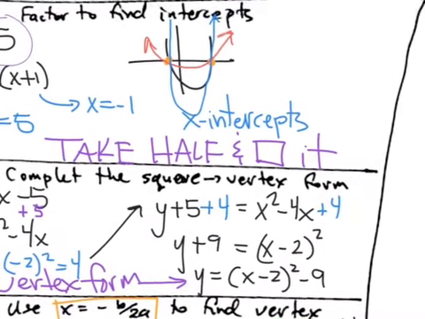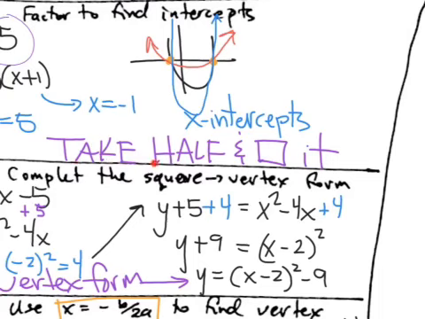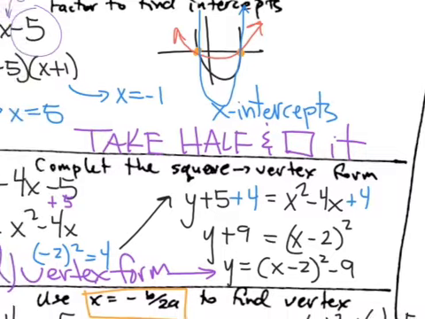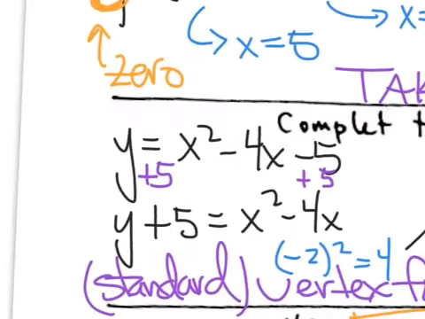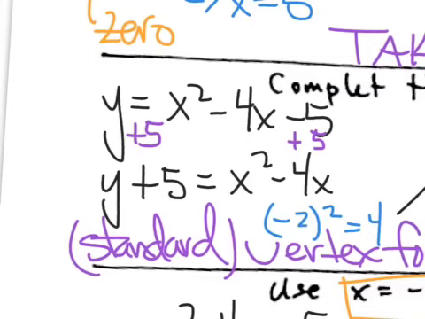And so complete the square, take half and square it, is sort of the mantra that I like to use. So here we go for completing the square. We want the x stuff all by itself, so we're going to add 5 to both sides, giving us this. And what we're taking half of is the b. This is like a equals 1, b equals negative 4, c equals negative 5. So we're taking half of the b term and squaring it to get 4. That's the number that we can add to both sides so that this is factorable.